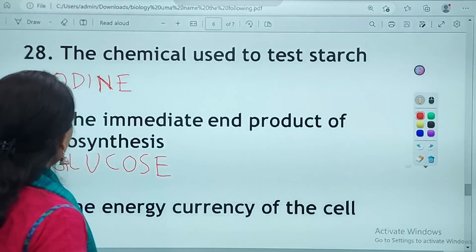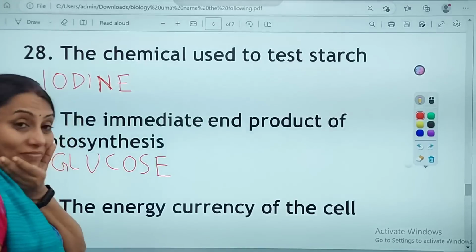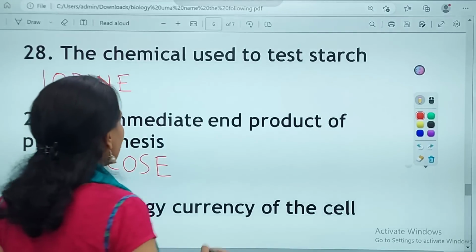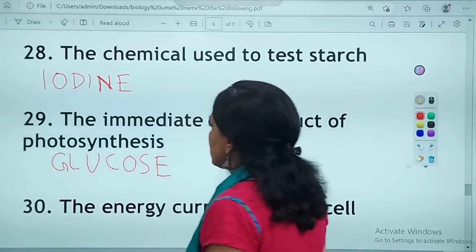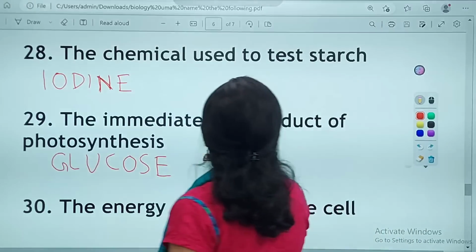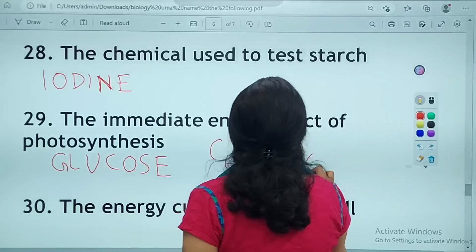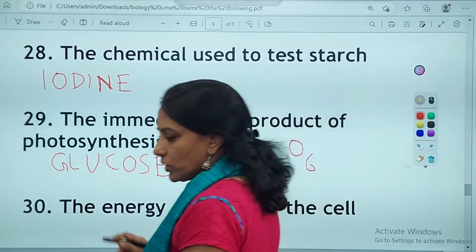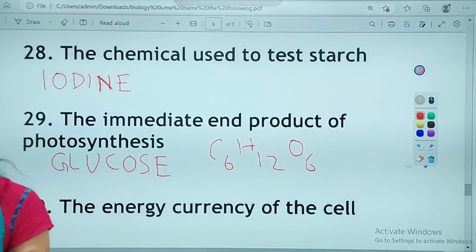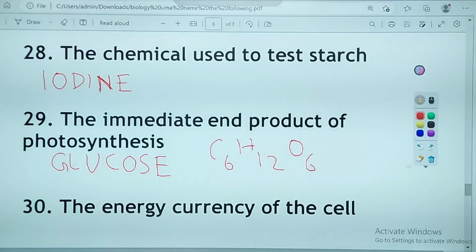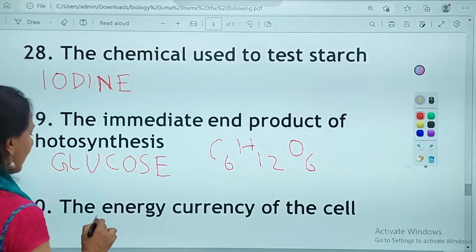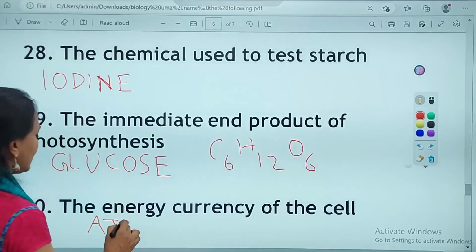Photosynthesis, all of you must be knowing the equation that we say for photosynthesis. So glucose is C6H12O6, isn't it? Glucose, C6H12O6. You don't need that here, but this is the simple sugar, the glucose that the plants produce after photosynthesis. The energy currency of the cell. Let's complete that also here. The energy currency of the cell, this very often comes, and this is called an ATP.